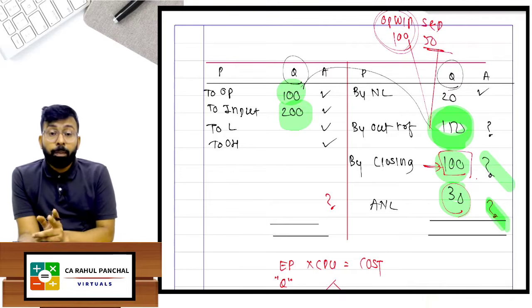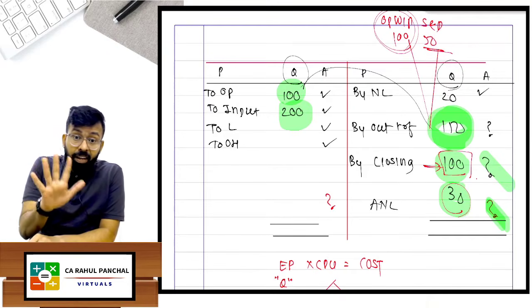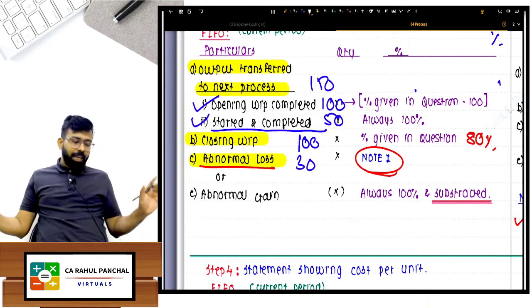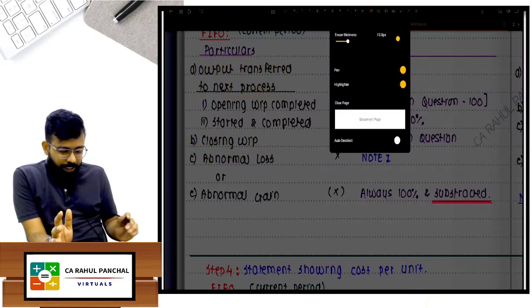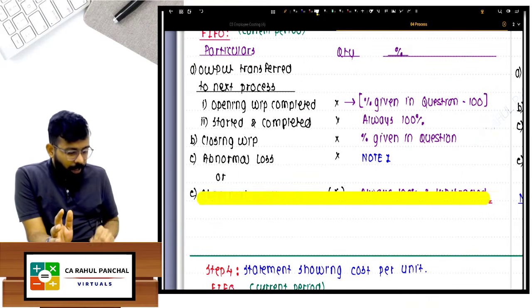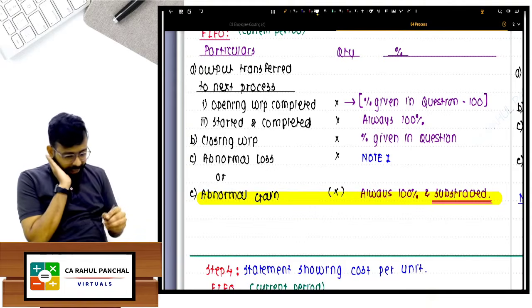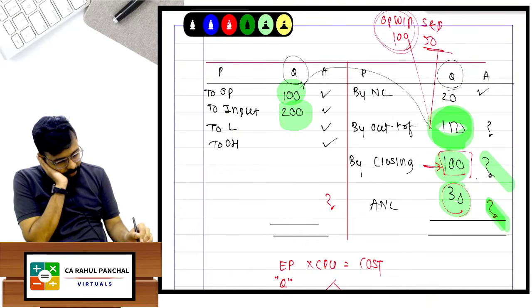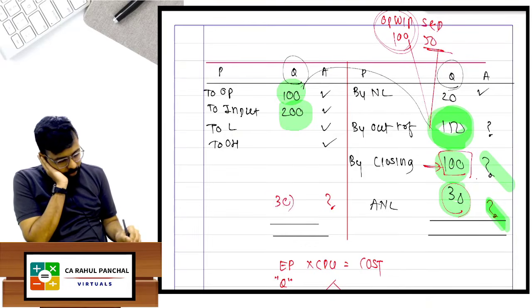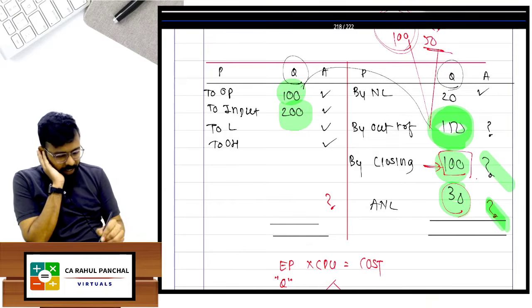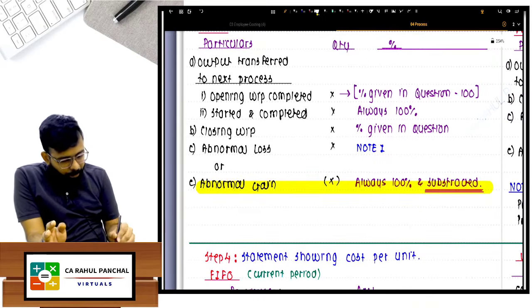Abnormal loss, they will give you the percentages. If it is not given you can take 100%. Okay. So for abnormal gain, logically everything was explained. Now I am just going mathematically. Abnormal gain is on the opposite side. So if abnormal gain is given, let us say there is abnormal gain of 30, you will have to subtract that. Logically everything was explained, just remember this as of now.